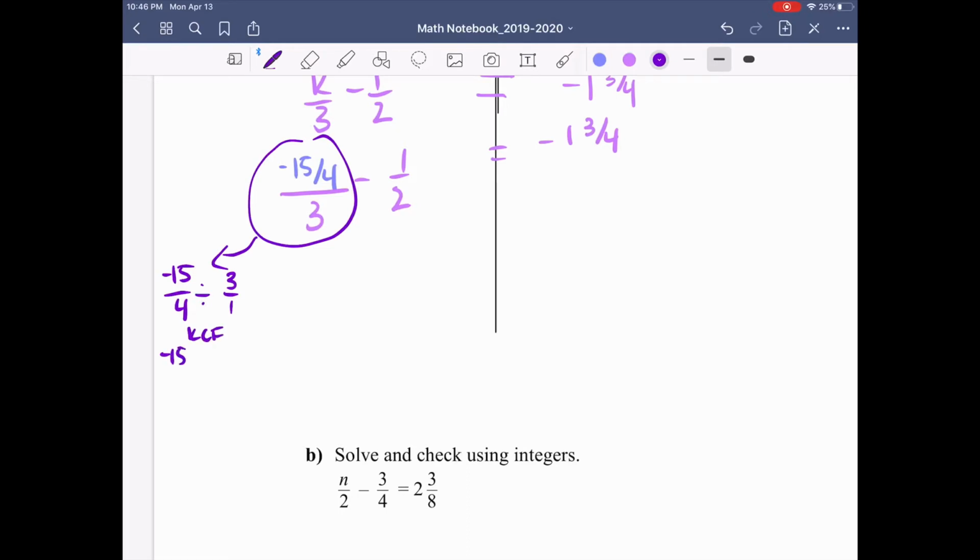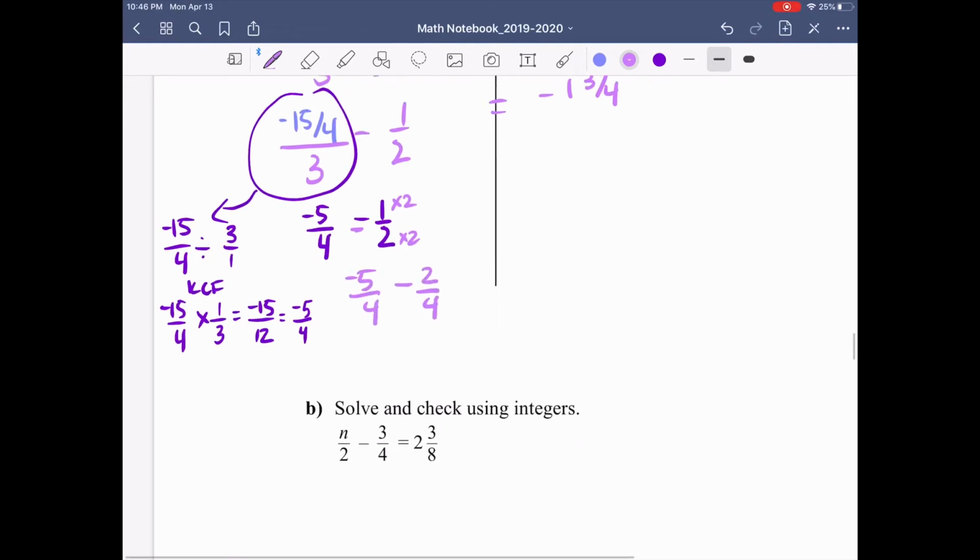So keep the first one, change to multiplication, flip the next one, which gives you negative 15 over 12, which you can divide them both by 3 to get negative 5 over 4. So let's rewrite that here, negative 5 over 4 minus 1/2. And now in order to minus these two, you need a common denominator. So let's get this to be over 4. So negative 5 over 4 minus 2 over 4.